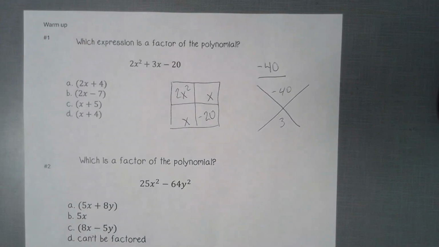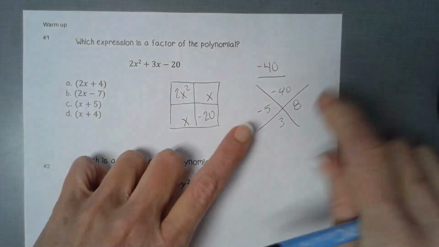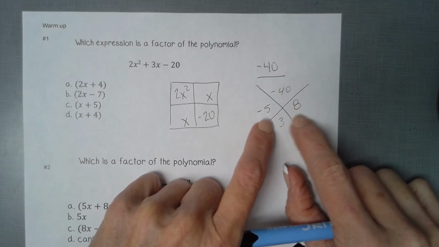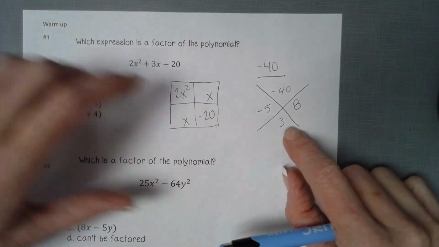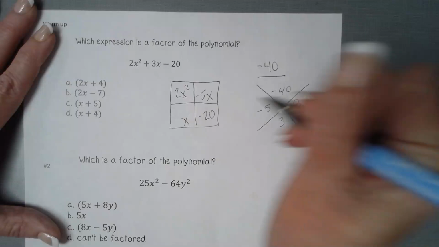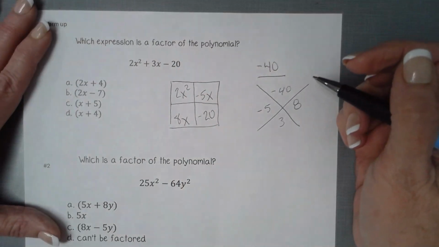Did anybody find the factors? What'd you get, Andrew? Negative 5 and 8. Okay, negative 5 and positive 8. When I multiply those together, I get negative 40. When I add them together, I get 3. Question on that? Okay, so we're going to put a negative 5 in one of the boxes and 8 in the other. If you have these flipped, it doesn't matter. You will still get the right answer.